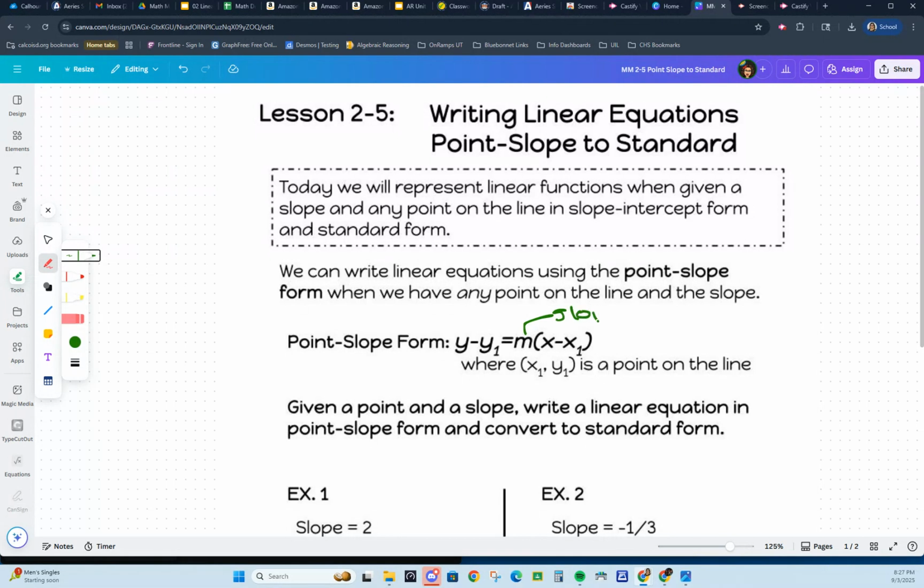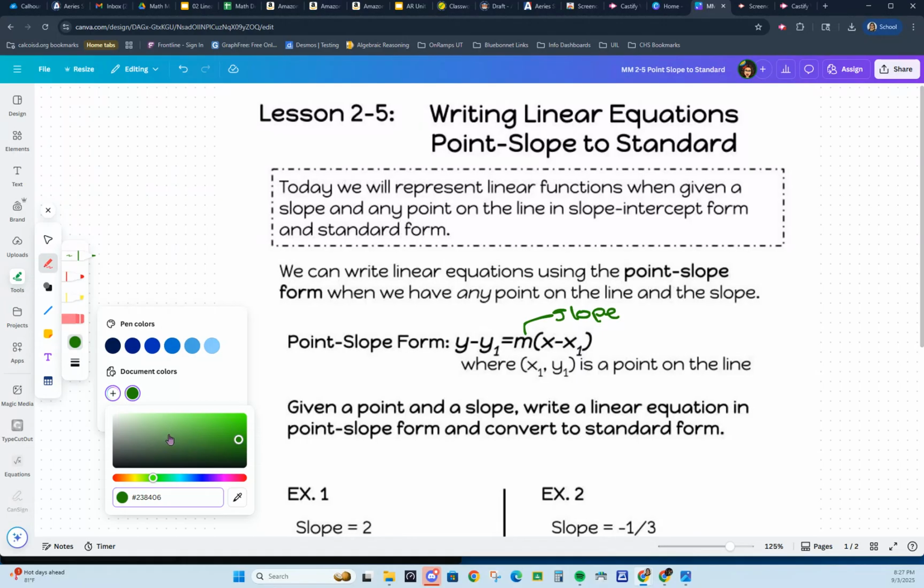And I apologize for how the writing's going to look, but we're going to do the best we can today. It is y minus y1 equals m times x minus x1. Okay, that's where we're at now.